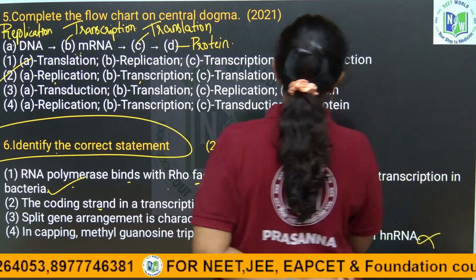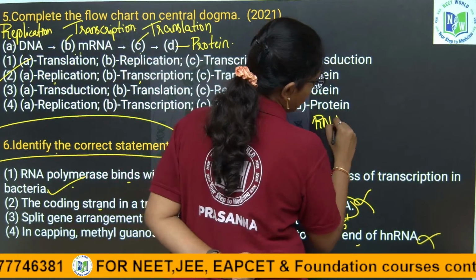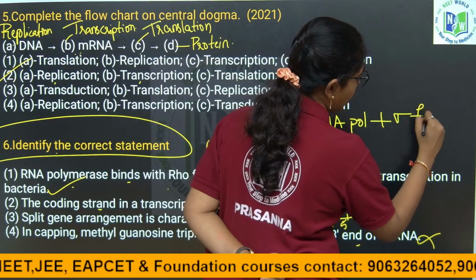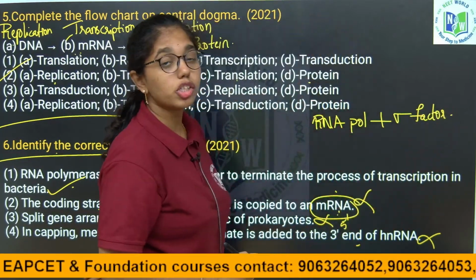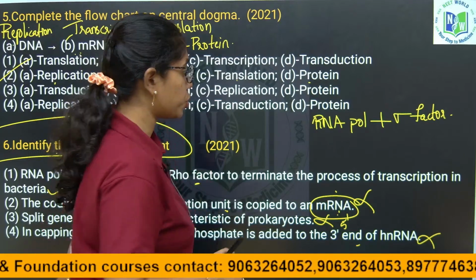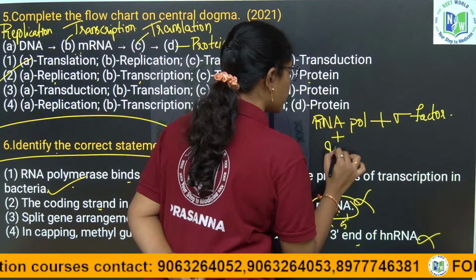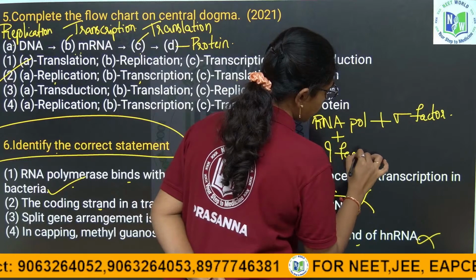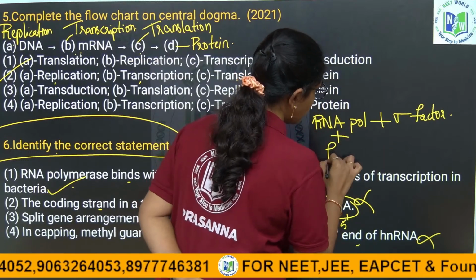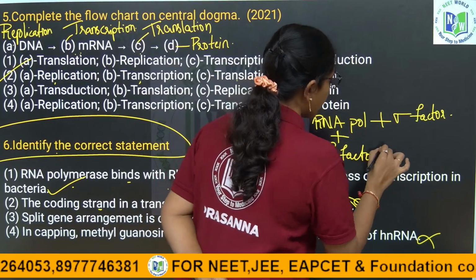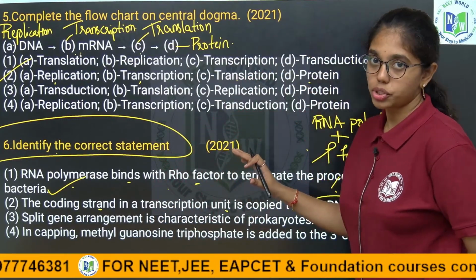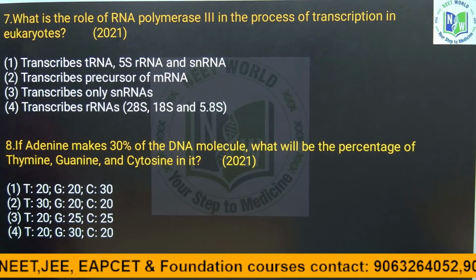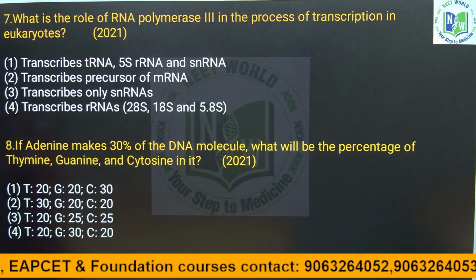So, here during transcription, if RNA polymerase is binding with sigma factor, it initiates the transcription. If RNA polymerase is binding with Rho factor, then it will do the process of termination. Clear ma? Yes.